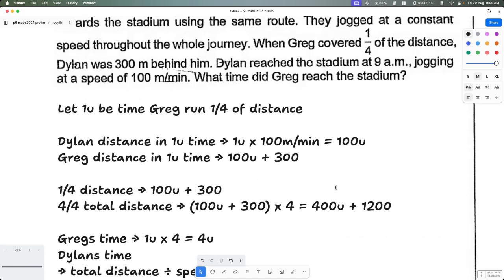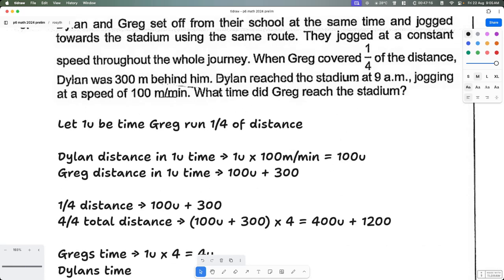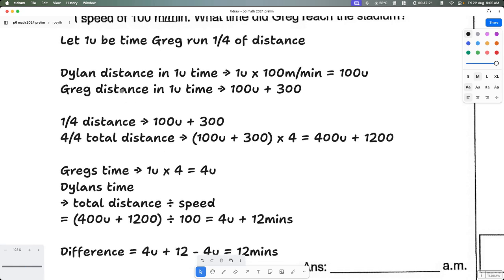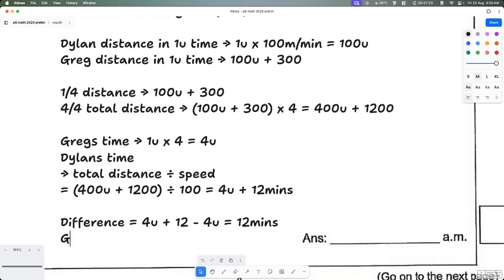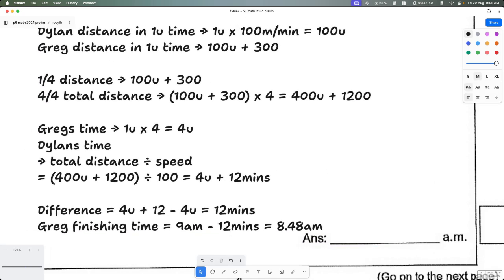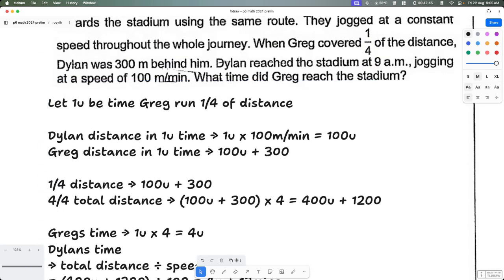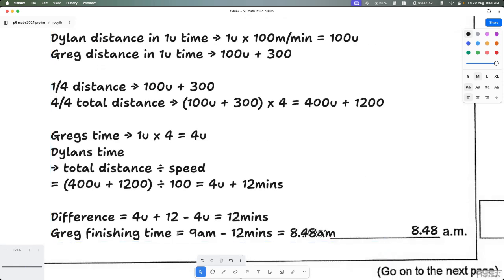So that means in this case, Dylan reached at 9 a.m. So for Greg, the finishing time is equal to 9 a.m. minus 12 minutes, which is equal to 8:48 a.m. in this case. Okay, so that's it. So the answer is 8:48 a.m. All right, let's move on to the next question.